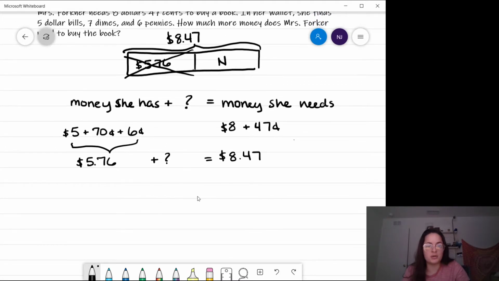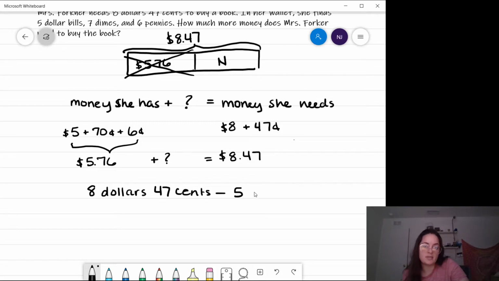All right, so back to solving in unit form. We've got $8 and 47 cents minus $5 and 76 cents, because we're taking away this part from the whole to figure out our other part.